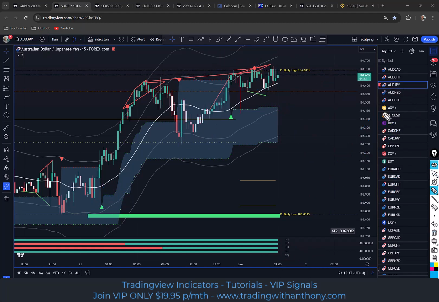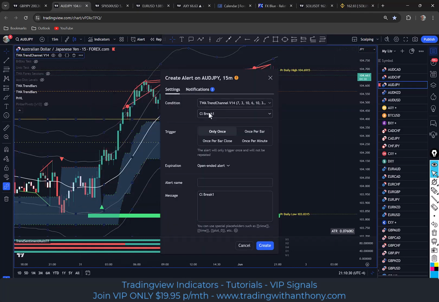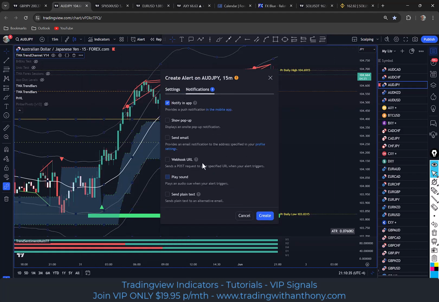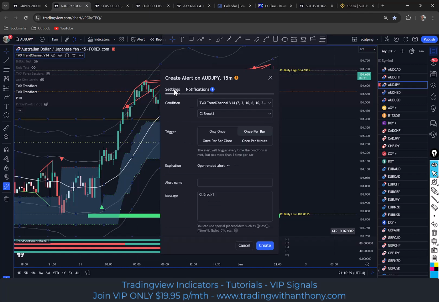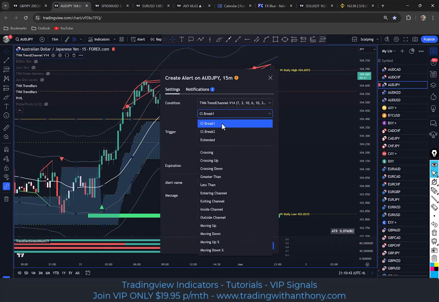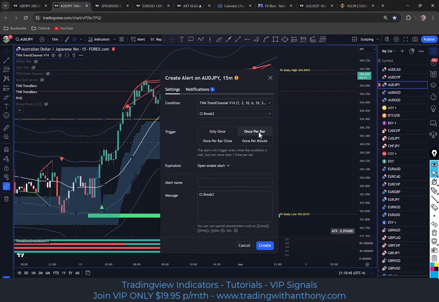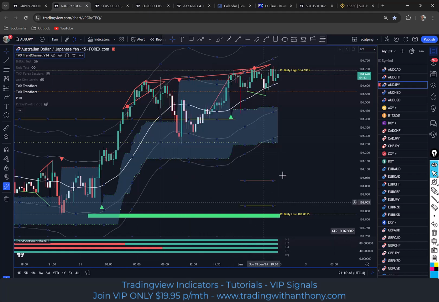So Aussie yen is red alert. In fact, you can set the alerts on these ones on the 15-minute time frame. Just come into the trend channel, click the 3 dots, add alert, 15-minute time frame. You want cloud break 1, once per bar, notification. I'll take that one out. I only want it in the app, and I'll turn my TradingView app notifications on my phone, and then I want cloud break number 2, once per bar, and then create. So I've already got them, so I won't do it again. So Aussie yen is on our list.